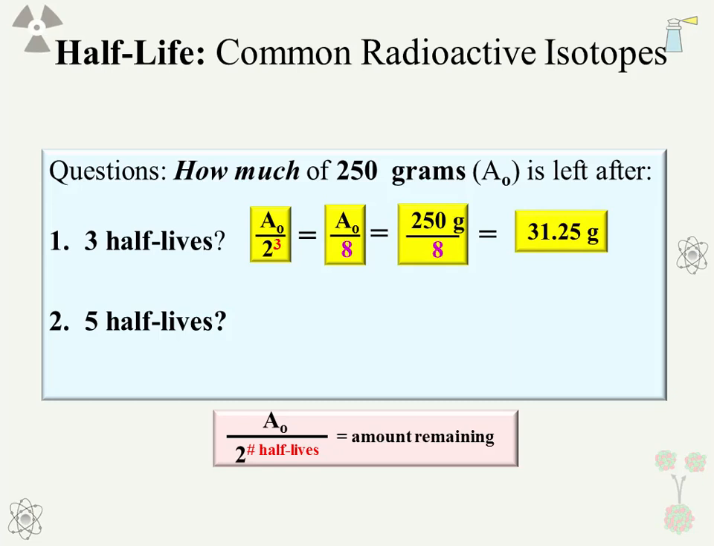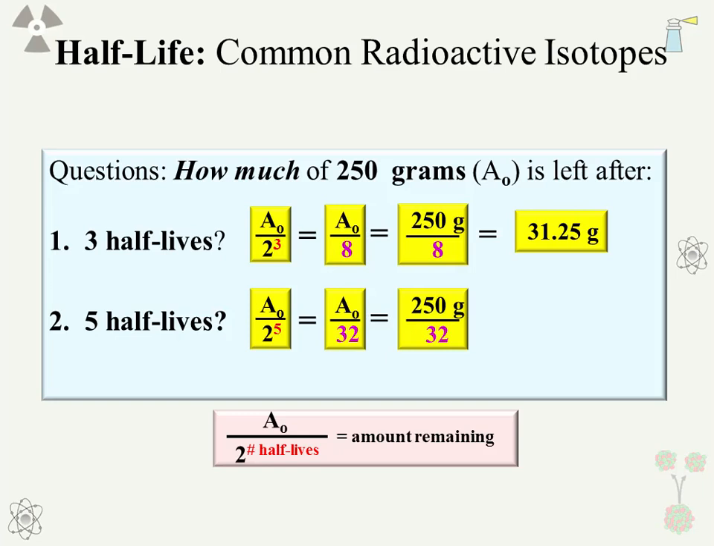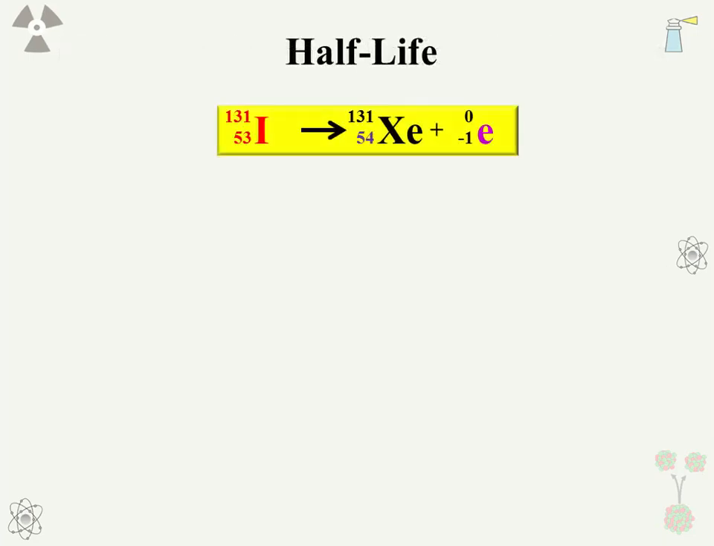And the 5 half-lives? The starting amount divided by 2 raised to the power of 5. 2 raised to the power of 5 is 32. The starting amount divided by 32 is 7.81 grams. We will return to these two questions after discussing a few additional points. The first is a visualization of where the matter goes in a nuclear reaction.